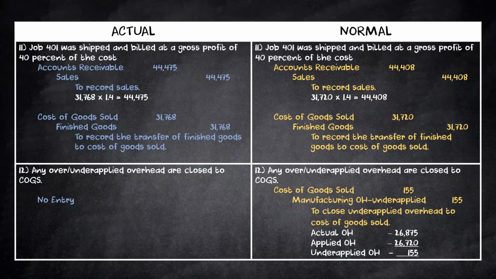Tapos, close daw sa COGS. Kaya magkakaroon tayo ng debit sa cost of goods sold. And isa pang reason bakit tayo nag-debit sa cost of goods sold is because, ibig sabihin ng under-applied variance is unfavorable. Parehong U. Unfavorable, under-applied. Ibig sabihin ng unfavorable, madadagdagan yung ating cost. Kaya nagkaroon tayo ng debit sa cost of goods sold.